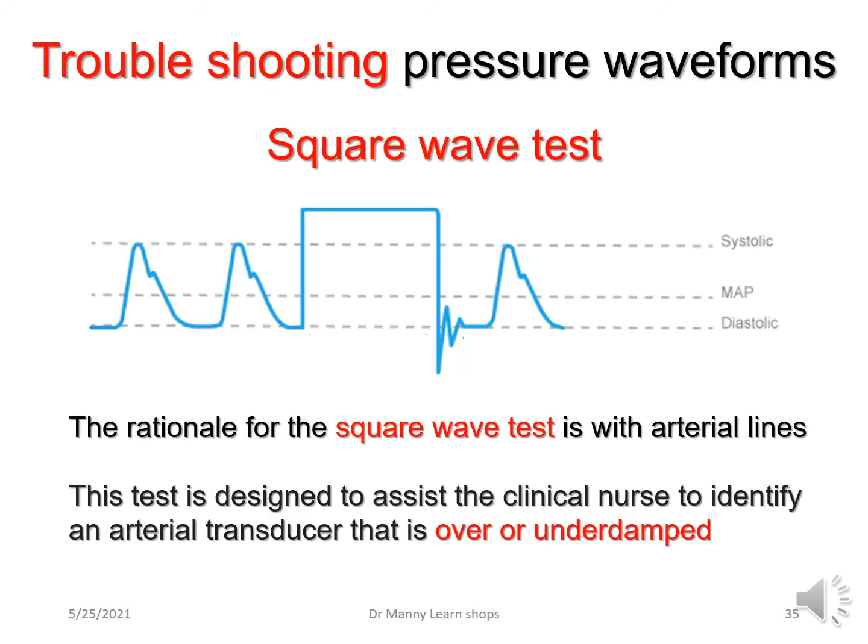So when we come to troubleshooting pressure waveforms, there's a test called the square wave test. The rationale for the square wave test is to test for arterial waveforms in arterial lines. This test is designed to assist you as the clinical nurse or the physician or whoever the healthcare provider is who's utilising arterial lines to identify an arterial transducer that is over or under damped. It's not working properly.